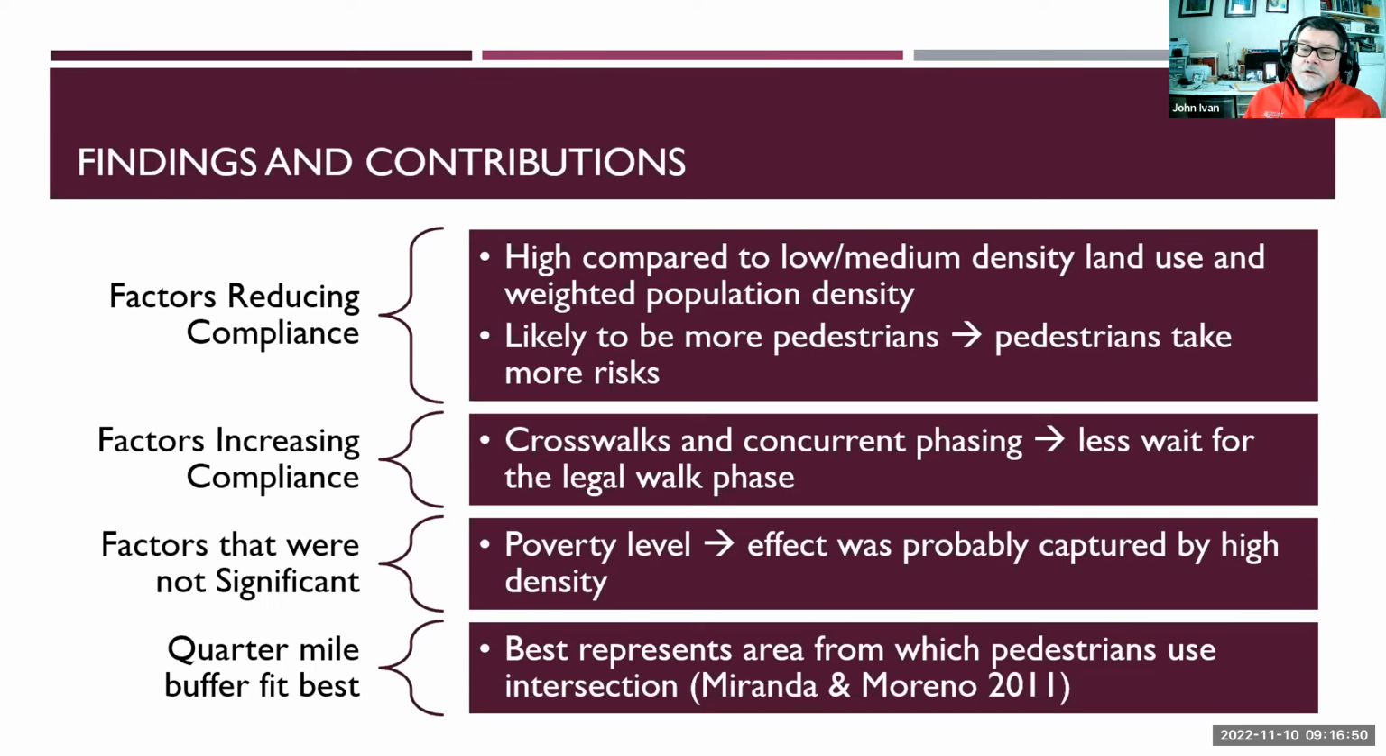Interestingly, with the crosswalks and the concurrent phasing, as I mentioned, the compliance is higher. Most likely it's because there's less wait for the legal walk phase. And so pedestrians don't have to wait as long to get the walk signal, and so they'll cross on the green.